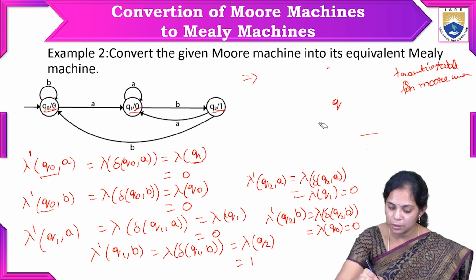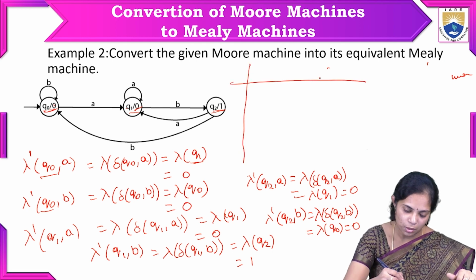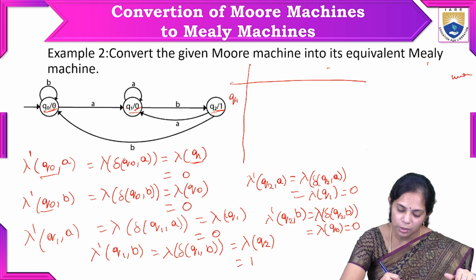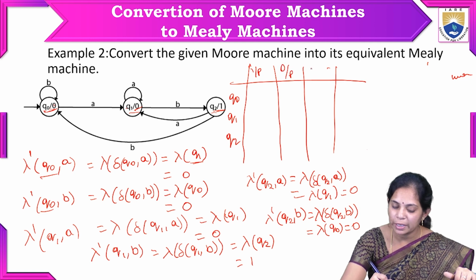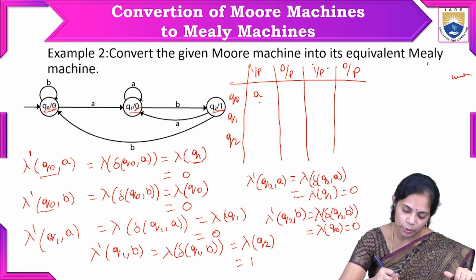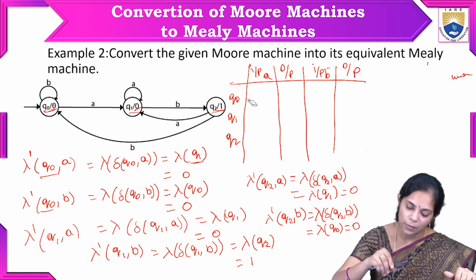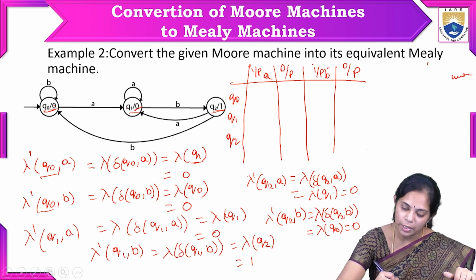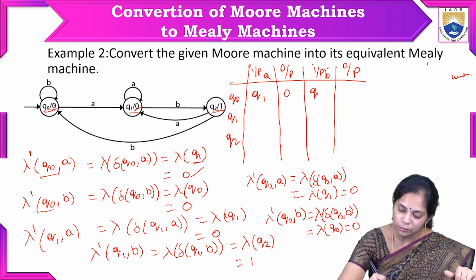So let's find the same construction of the transition table for this Mealy machine. How many states are there? We have Q0, Q1 and Q2. For the Mealy machine, for every input symbol we have to find the output symbol we will get. So from Q0, A as an input symbol, B as an input symbol. Q0 with A as an input symbol goes to Q1, and the output here is 0. And Q0 with B goes to Q0 with 0 as an output.